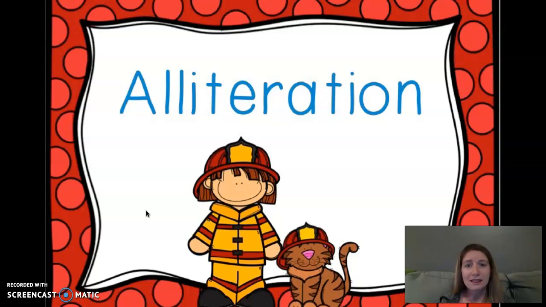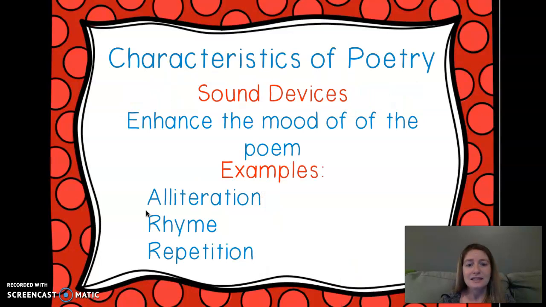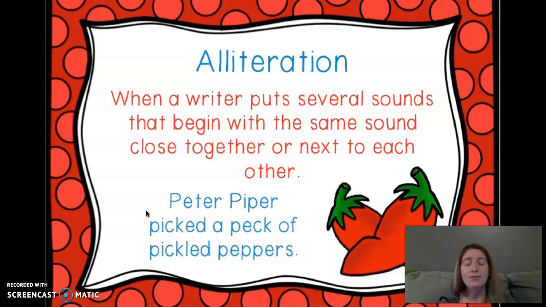So we're going to start with alliteration. And you may know this already, but you might not have known the word for it. Alliteration is when a writer puts several sounds that begin with the same sound close together or next to each other. So if you've ever said a tongue twister, then you've said an alliteration. Just like tongue twisters, you hear the same sounds over and over again. So here's one right here. Peter Piper picked a peck of pickled peppers.